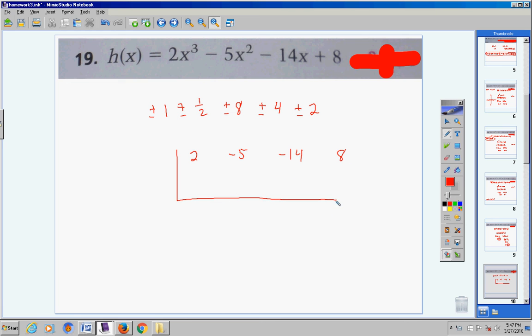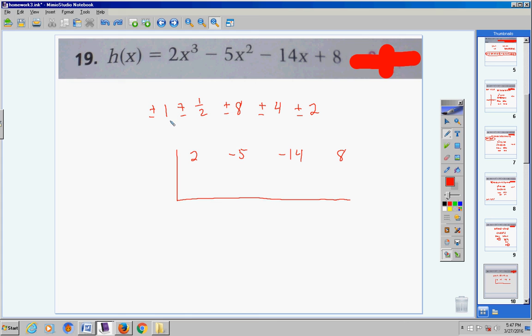Now, I've told you I like to start with my smallest numbers and work my way to my largest numbers. However, I always say fractions for last because fractions are a pain to put over here and then multiply and combine. So I start with my smallest numbers, not counting my fractions. My fractions will be the last thing that I do.